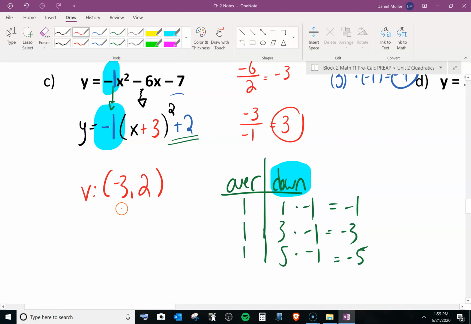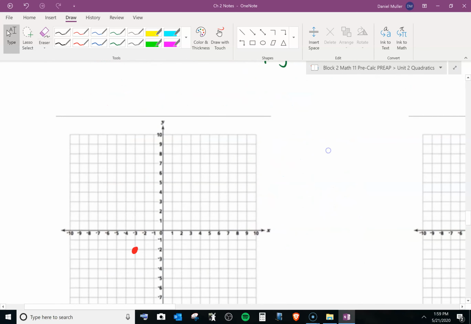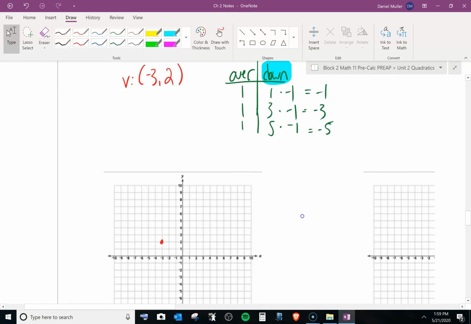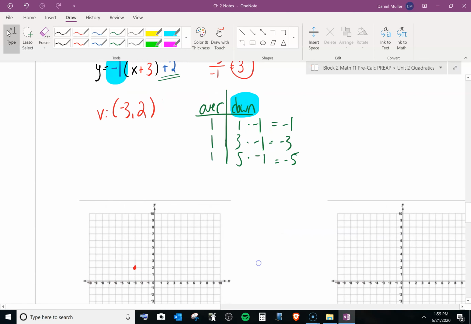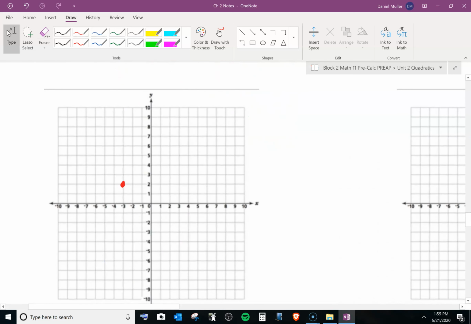So negative 3 comma 2, and then I can go over 1 down 1, over 1 down 3, over 1 down 5, over 1 down 1, over 1 down 1, 2, 3, over 1 down 1, 2, 3, 4, 5. Connect the dots.